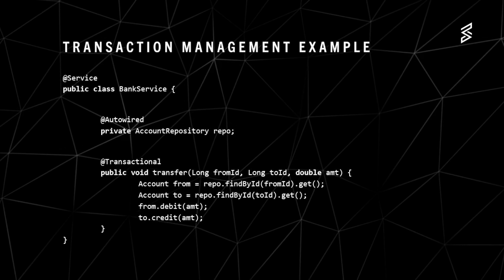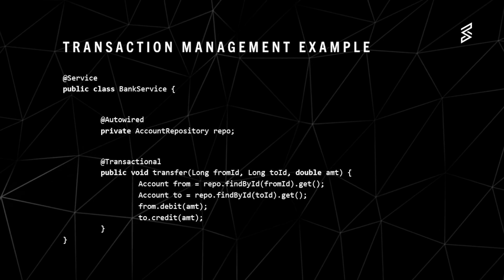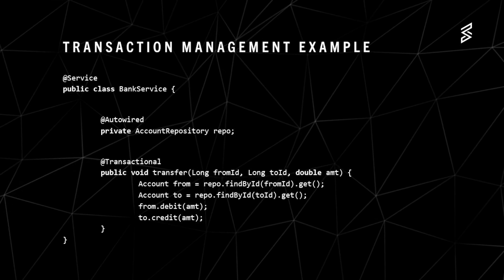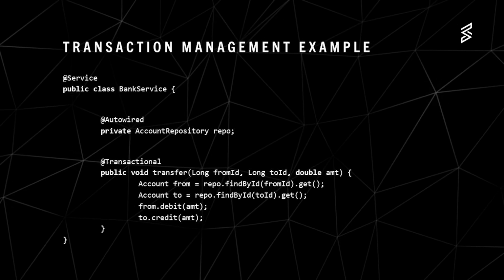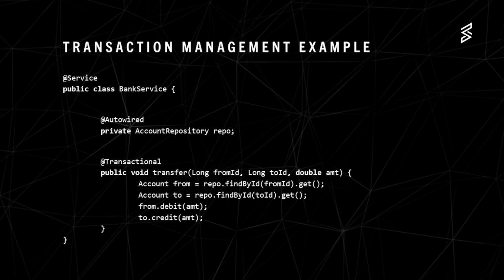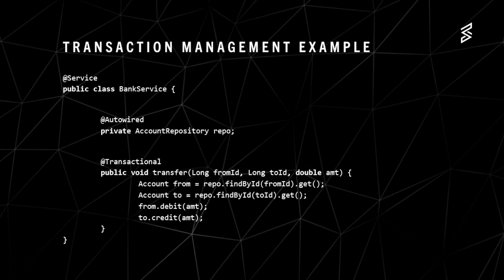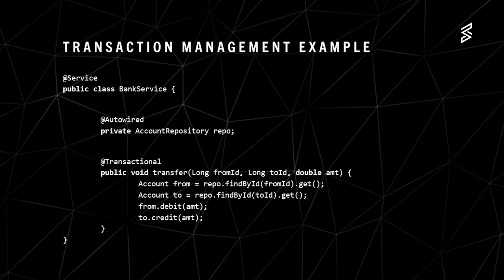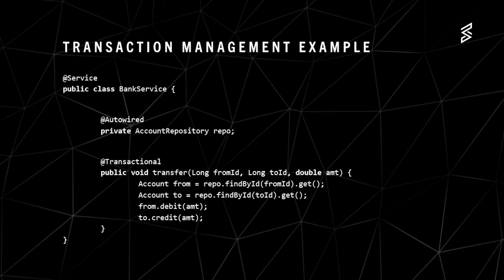If anything fails during the transfer, like an exception being thrown, Spring will automatically roll back the transaction to maintain data consistency. This helps prevent issues like partial transfers or corrupted states in your database.